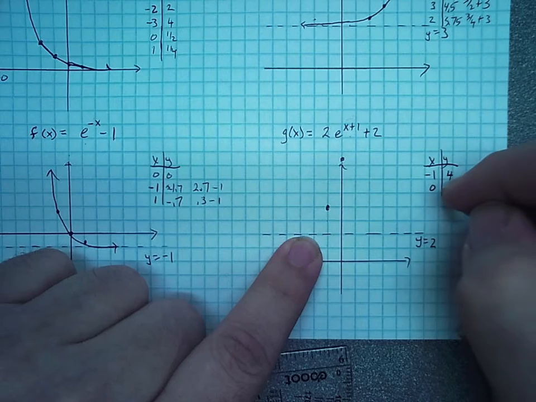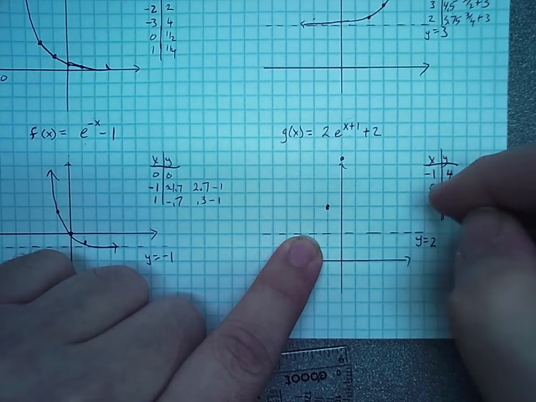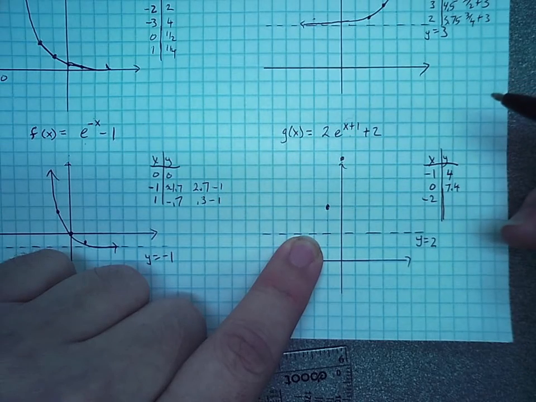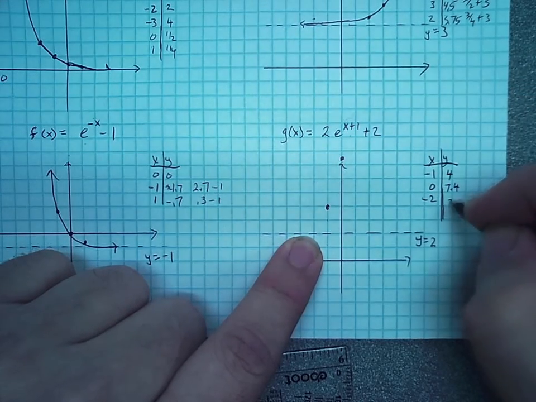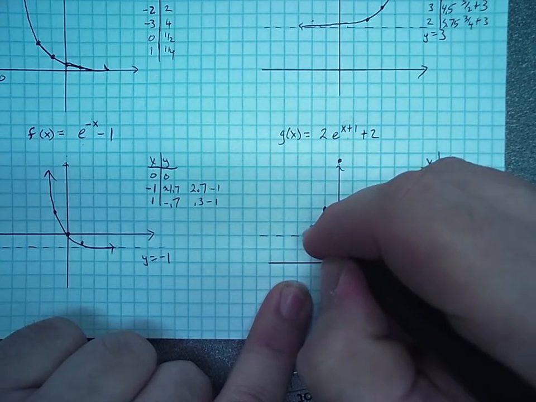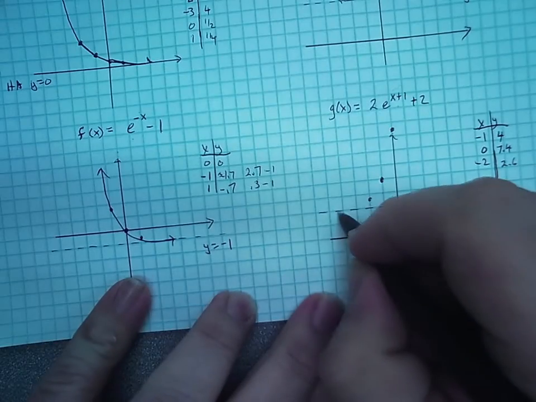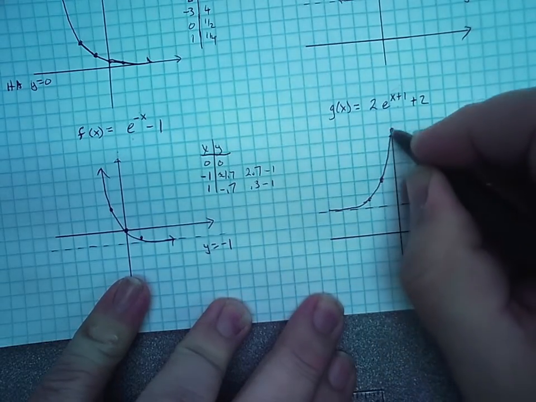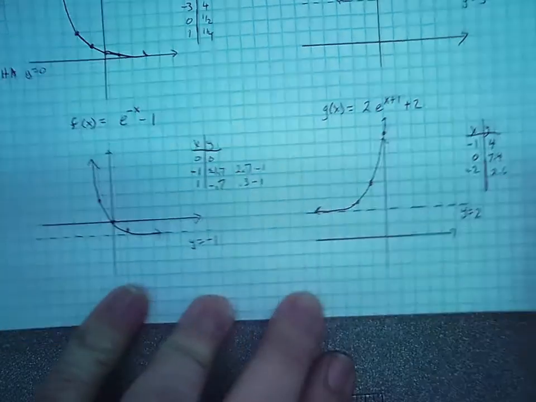Although, as I said, you can use about 0.3 for e to the negative 1. So if I stick in negative 2 here, that's 2 times 0.3 is 0.6. So we're talking about somewhere around 2.6. And there's the graph.